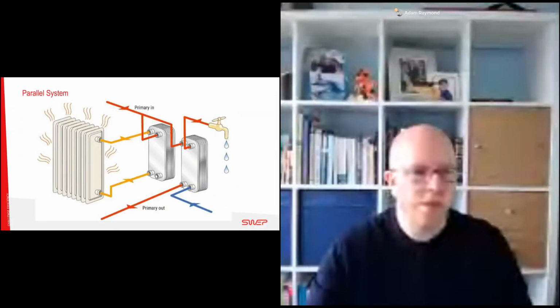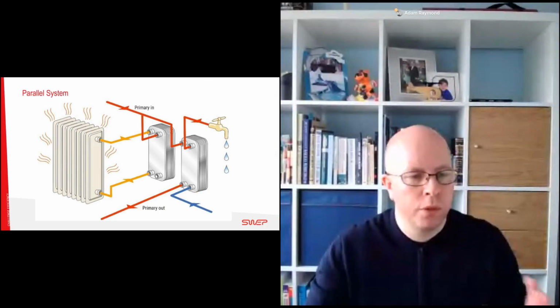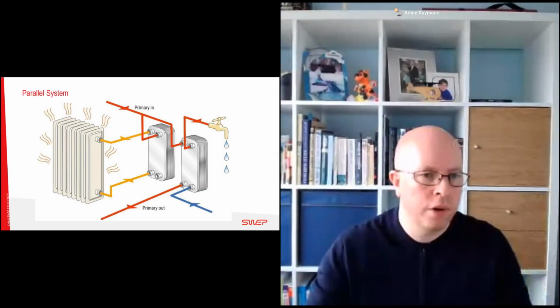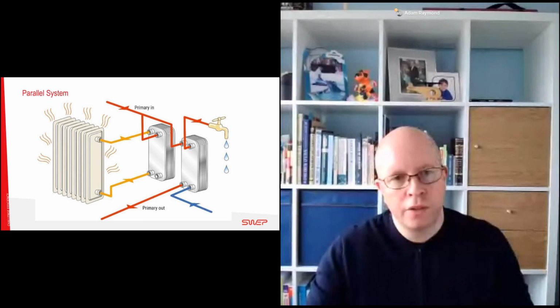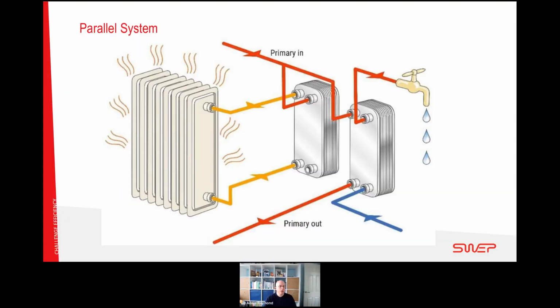We've got 2 heat exchangers. The one on the left-hand side is for the radiator circuit. The one on the right-hand side is for the tap water. And this is what we would call a parallel system as installed in a substation.